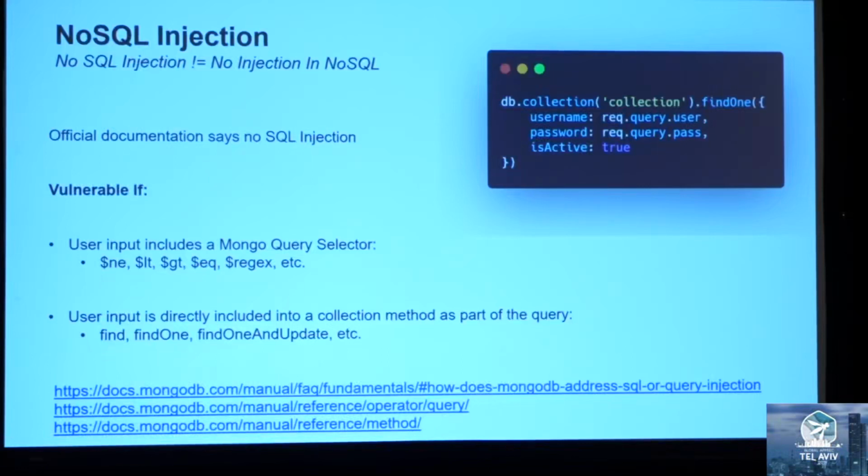So one example of this might be that you have a findOne collection method, and you're trying to retrieve a user from the database. And this can be abused if you can include a Mongo query selector, such as $ne, which is short for not equals to, or $gt for something that's greater than. You can use this to abuse and log into the application.